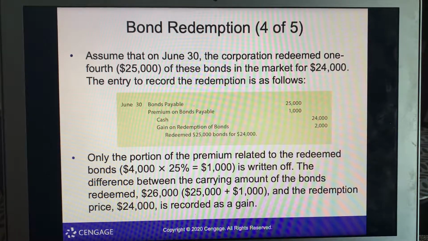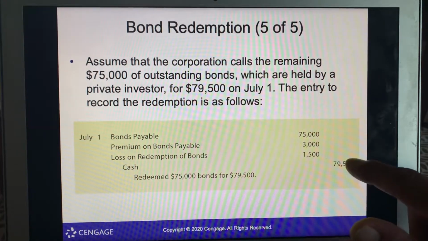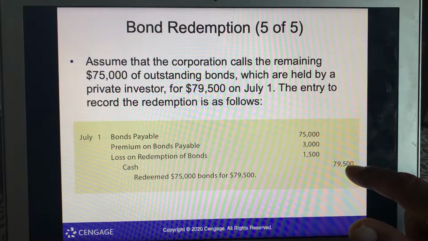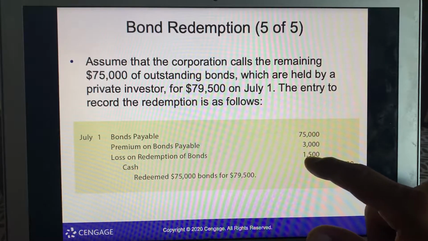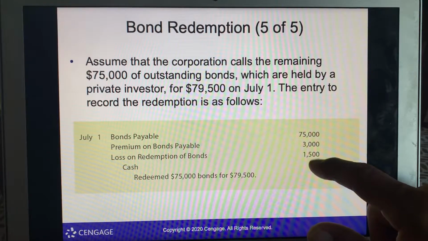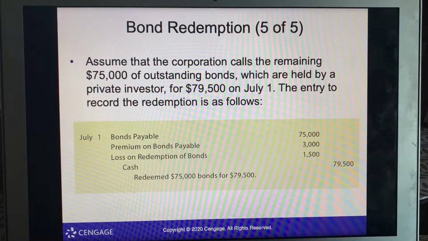Let's see. Assume that the remaining 75 is outstanding, which are held by a private investor for 79,500. So we're paying this out, 79,500. The bonds payable remaining is 75,000. The premium is 3,000, and the loss on redemption will be 1,500. So keep in mind these all have to equal what the price is that is being called for.